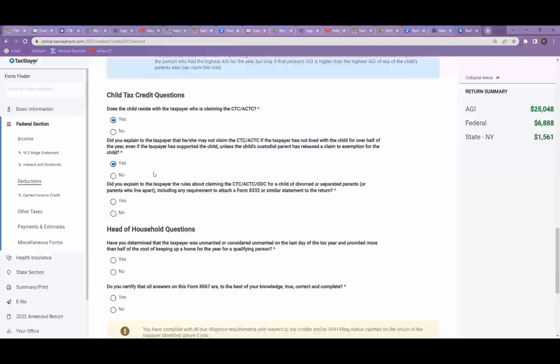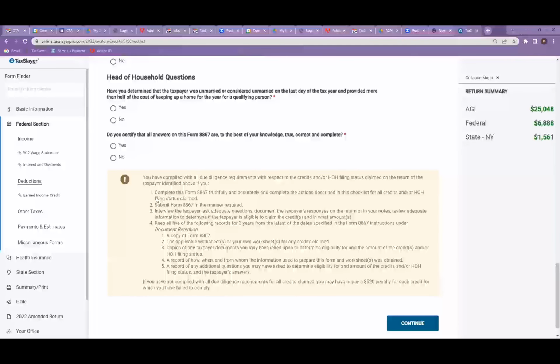We explained that. Did you explain to the taxpayer the rules about claiming for divorced parents? In other words, allocating this child tax credit. Remember about the 8832 last year? It's not happening this year, but you explained it if necessary. Head of household questions. And Shelley talked about how comprehensive this due diligence checklist is. It's asking about so many different things.